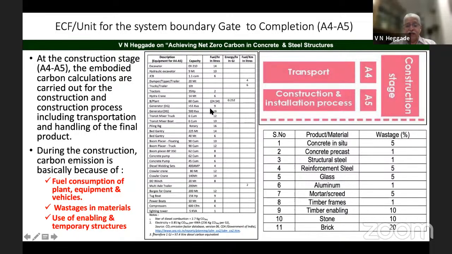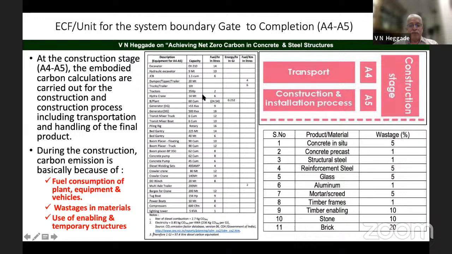Similarly, in case of the construction, normally what do we do? How do we do the construction? During the construction, fuel consumption of the plant and equipment takes place. When you are doing construction, you are using the equipments, and also during the construction, wastage in materials takes place, and also we use the enabling and the temporary structures. The carbon dioxide emission because of this has to be worked out. Basically, all this requires what? The fuel consumption.